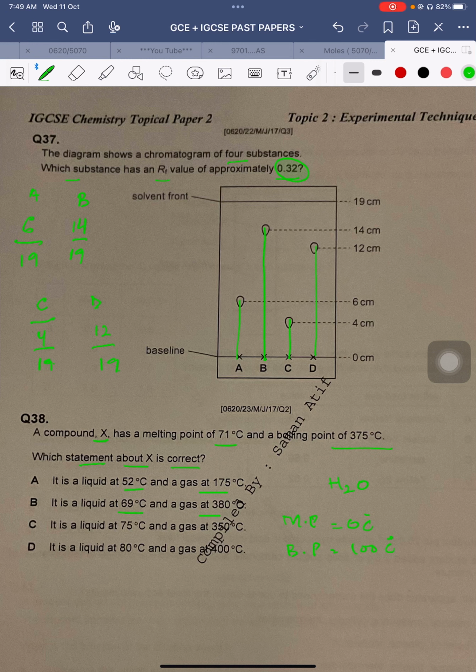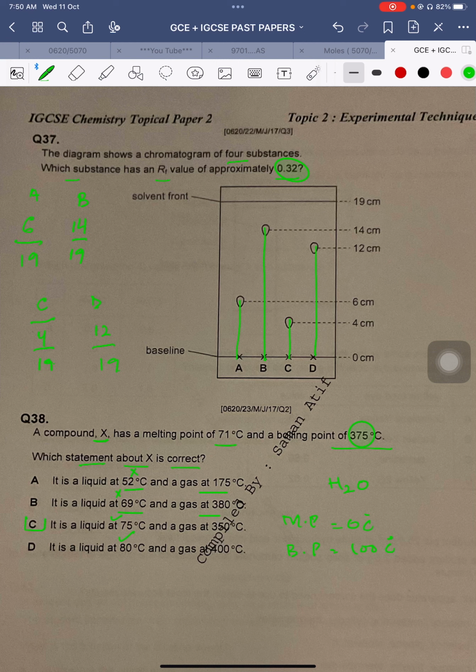So they are asking about liquid. Is it liquid at 52 degrees Celsius? No, because 52 is lesser than 71. It is liquid at 69? No, 69 is also lesser than 71. It is liquid at 75? Yes, it is a possibility. It is liquid at 80? Yes, it is a possibility again, because 75 and 80 both are above 71, but the temperature should be lesser than 375 as well. So 71 is the lowest limit and 375 is the highest limit. So what is the answer here?